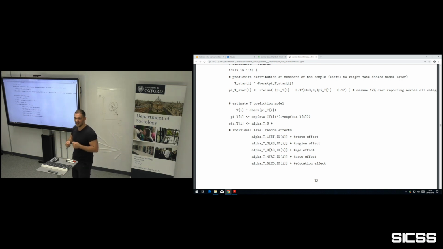In principle, we would have built another model from another information source that would have told us which of these categories are more likely to over-report and under-report, and then created a predictive value for each individual in the sample. But we didn't do that. We just assumed that people across the board are likely to over-report in the same way. So this is a uniform over-reporting model.